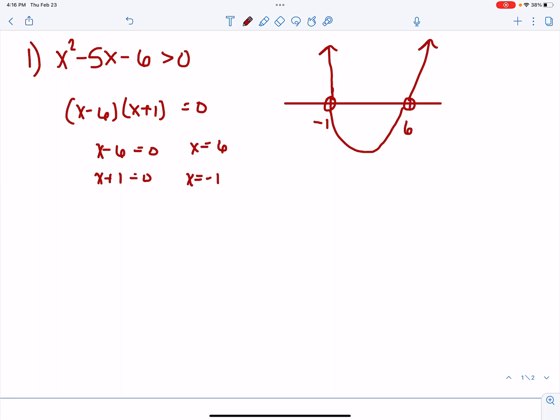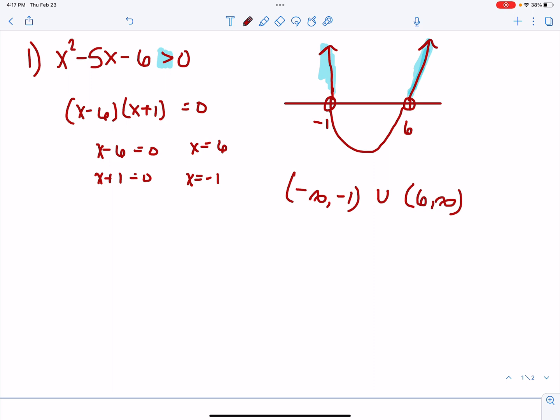And once we do that, we are trying to look for when our function is greater than 0. In other words, when f of x is greater than 0, when is it above the x-axis? It's above the x-axis here, and it's above the x-axis here. Because of that, I could look at my interval and say that it's from negative infinity to negative 1, union 6 to infinity.